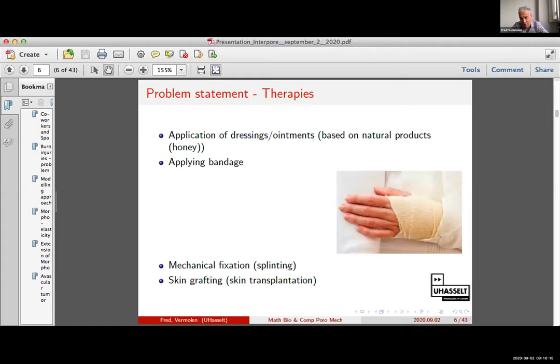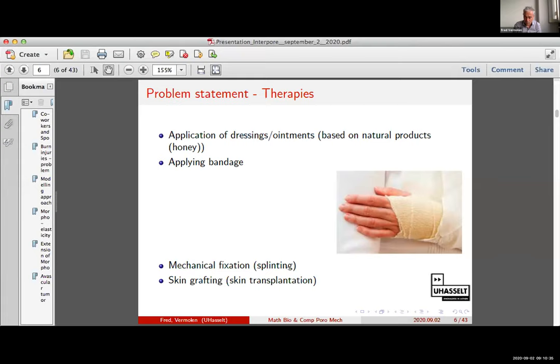Another very common treatment is skin grafting or skin transplantation. This is normally applied to those skin parts of the patient that are not able to close. If the wound is not able to close, then they would remove skin from another part of the body and put the skin on top of the broken skin.